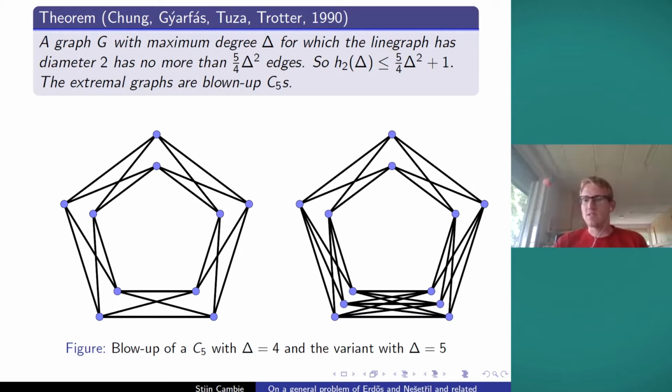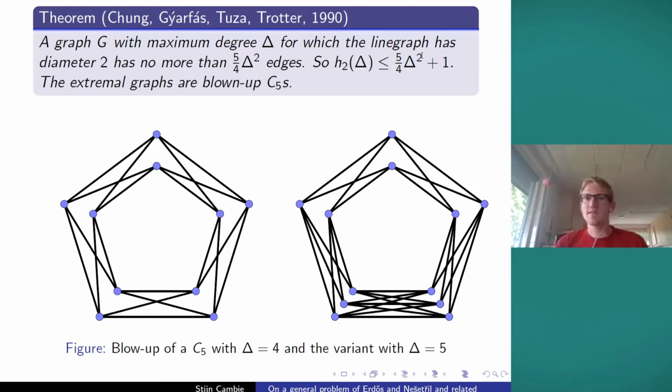On the right, it's with an odd maximum degree, so maximum degree 5. So you have 2 independent sets of order 3 and 3 of order 2. And vertices in the independent sets are connected precisely when the original vertices relating to the independent sets were connected in the original C5. And as you may notice, for delta being odd, this bound is not even attained. But those are the two extremal graphs.